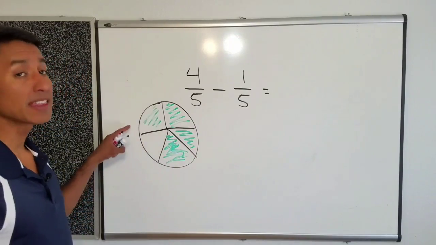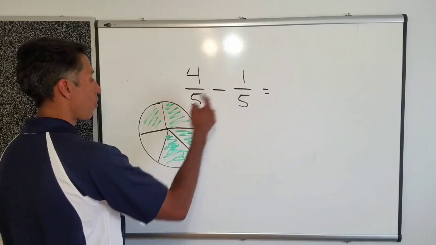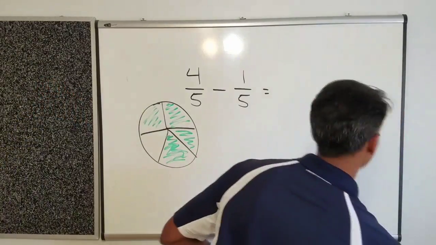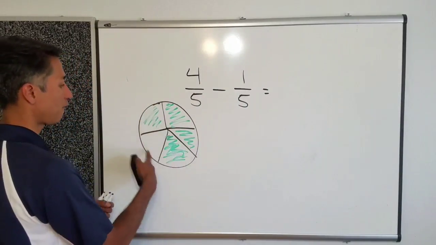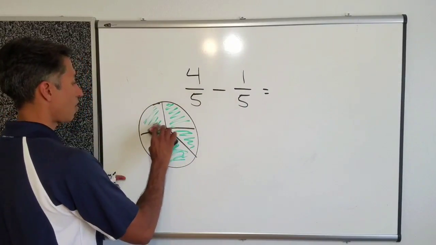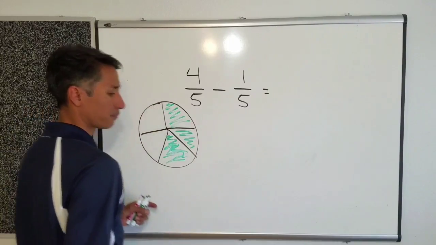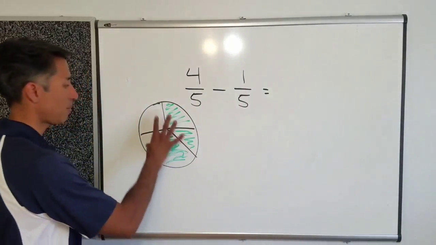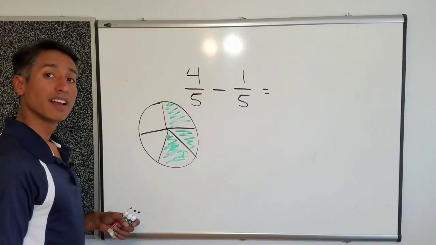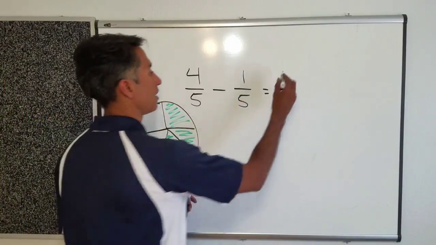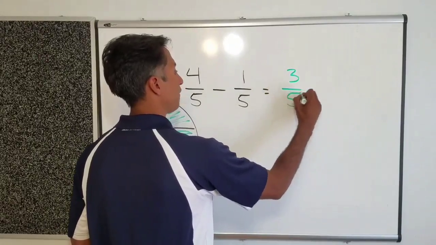So 4/5 minus 1/5 is, I don't know how many fifths. Well, let's find out. 4/5 minus 1 of your fifths, take it away, leaves us with how many fifths? Right, 3. 1, 2, 3. 3/5. So we have 3/5.